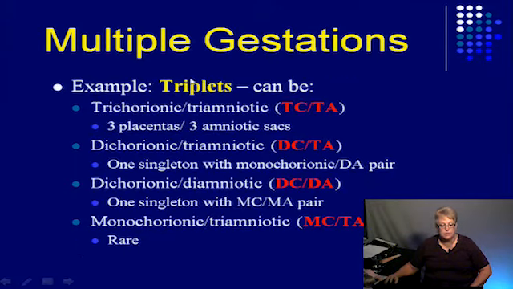So, example of this. A triplet pregnancy can be trichorionic triamniotic, so 3 placentas, 3 amnions. It can be dichorionic triamniotic, so a singleton with a monochorionic pair. So you've got 2 placentas, but 3 amniotic sacs. Dichorionic diamniotic, so you have a singleton with a mono-mono pair. And then monochorionic triamniotic. So you've got 1 placenta and 3 amniotic sacs, and this one's really rare.